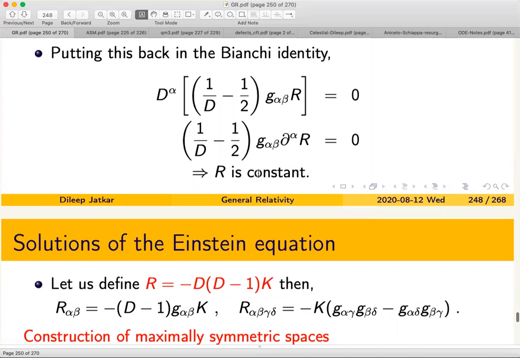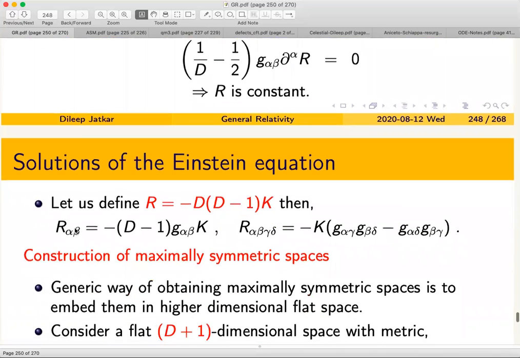So let's define this constant to be some number so that we can get rid of this D into D minus 1 sitting in the denominator. Suppose you define R is equal to minus D into D minus 1 times some number k. Then our Ricci tensor would look like minus D minus 1 times the metric times k, and the Riemann tensor would become minus k times the product of two metric components.